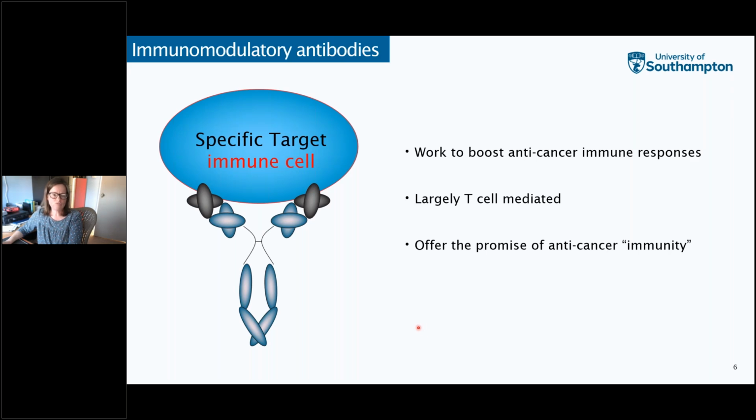So the aim of using these immunomodulatory antibodies as therapy is to boost anti-cancer immune responses. The tumour microenvironment is often immune suppressed, so development of therapies that can boost the immune system into action against tumour cells are key to successful cancer treatment. The action of immunomodulatory antibodies is largely T-cell mediated, and it offers the promise of anti-cancer immunity. So once you've stopped using the drug, you should still have immunity to that cancer.